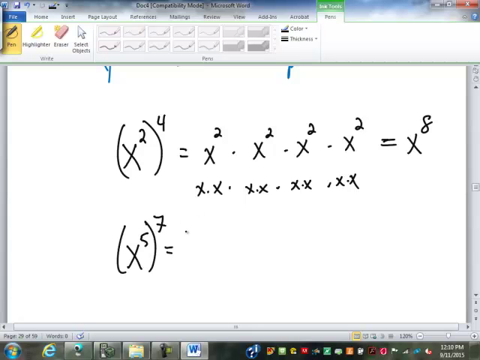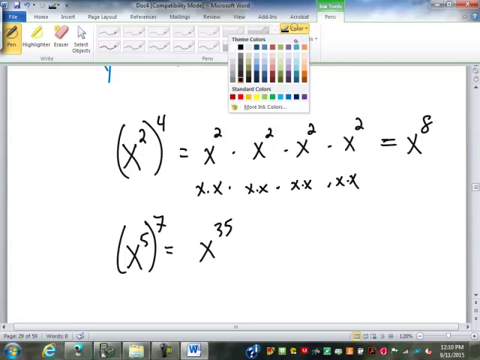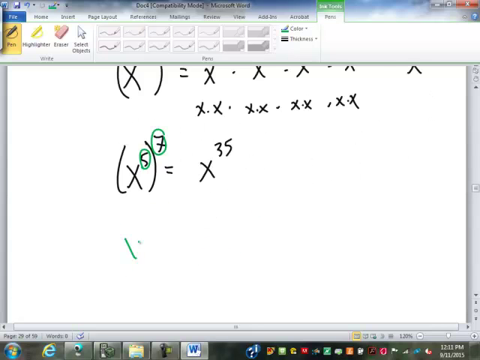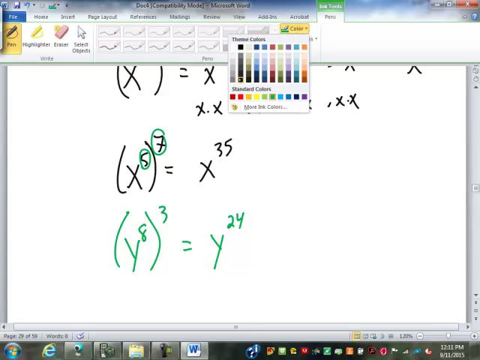I'm not about to write out all these x's, but how many of them would there be? There's x to the 5th 7 times, 35. When we're taking a power to another power, it looks like we're multiplying. 5 times 7 is 35. So if I have y to the 8th to the power of 3, that's y to the 8 times 3, which is 24. Very good.